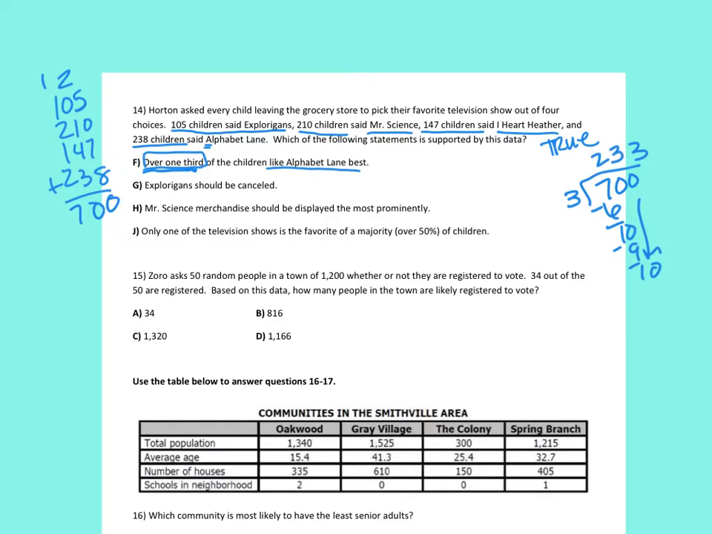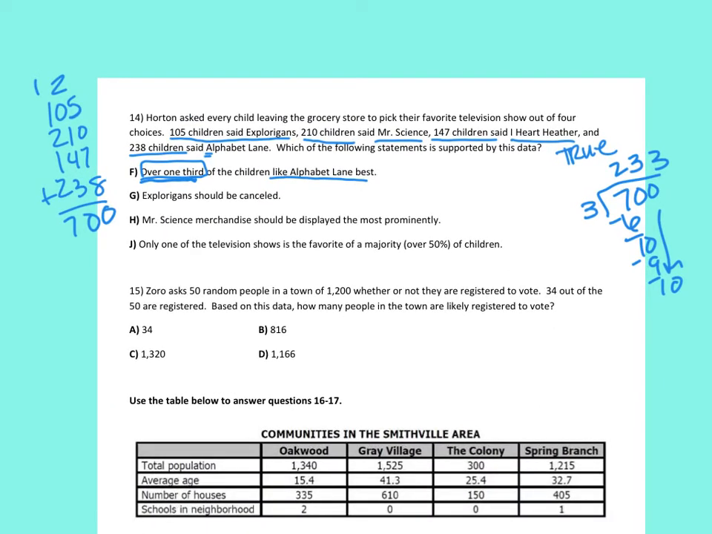So 233 is about 1/3 of the kids. F says over 1/3 like Alphabet Lane. Is that true? 233 is 1/3 of it. 238 like Alphabet Lane. Is 238 larger than 233? Yes, so that's true. Over 1/3. So that would be true.